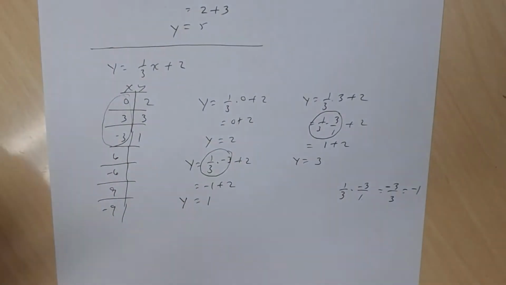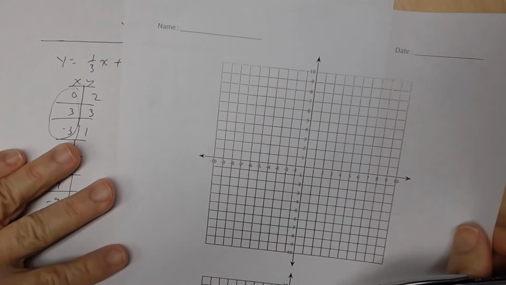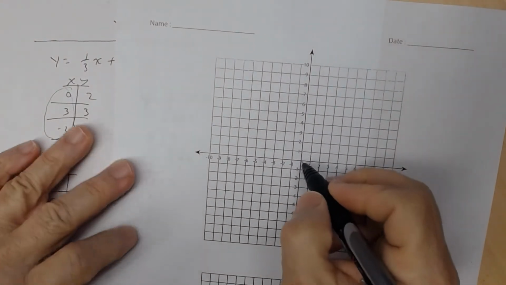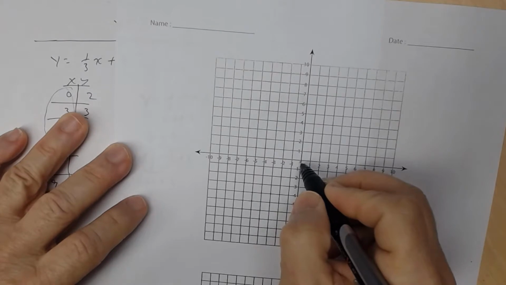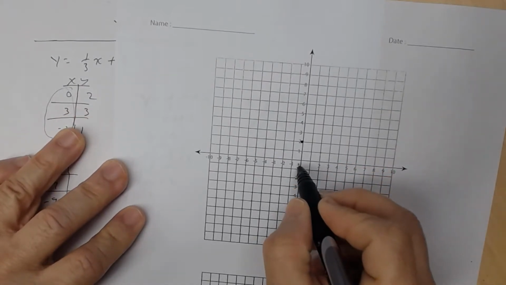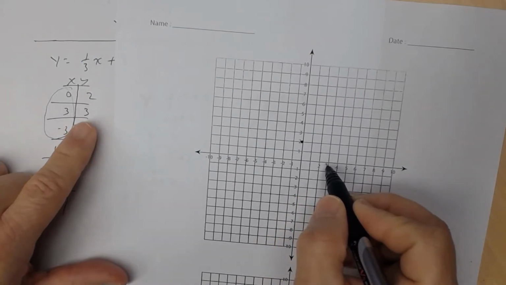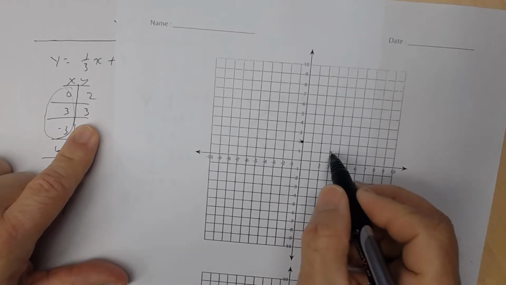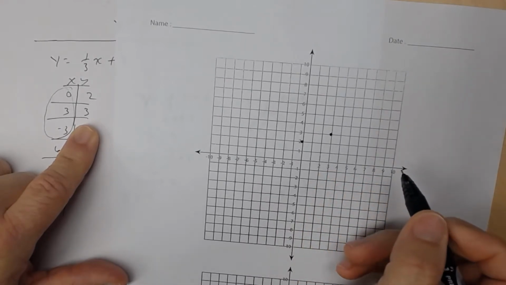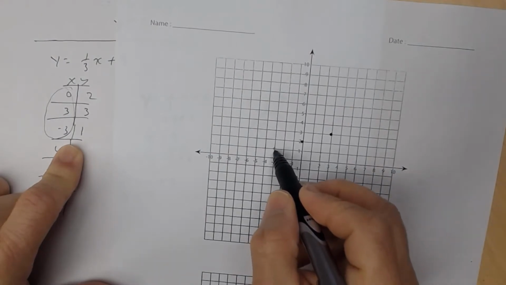All right, so I plot those points, and I draw my line. So 0, 2, I start at the origin. X is 0, I stay there. Y is a positive 2, I go up 2. 3, 3, so I start at the origin, remember. So you go to the right 3. X is positive 3, Y is positive 3. So I get this point. Negative 3, 1, I go to the left 3, up 1. So I get this point.